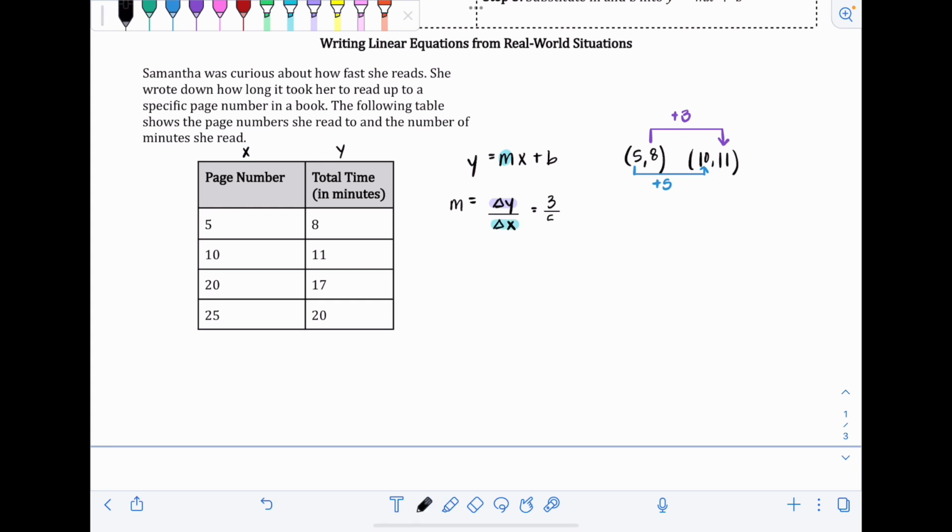So when you use this method, it doesn't matter which point you start with, but you should start with the same point for x and y. So I'm either starting here and going here, or I'm doing the reverse. I'm starting here and going here, but for both the x and the y coordinates.